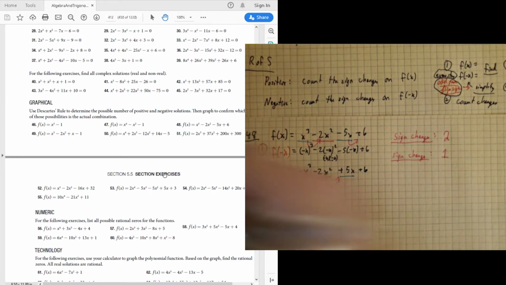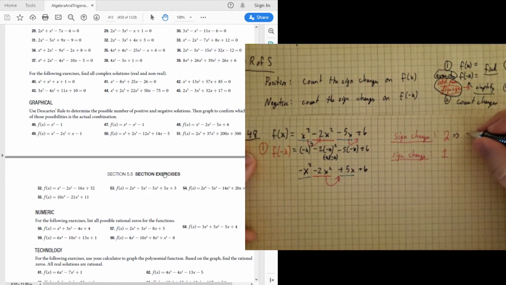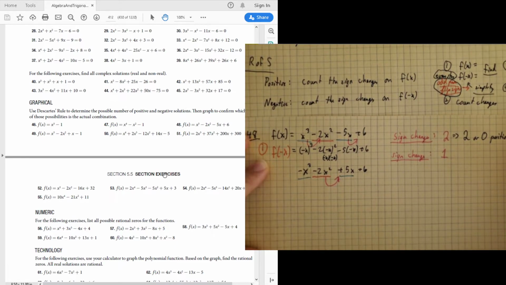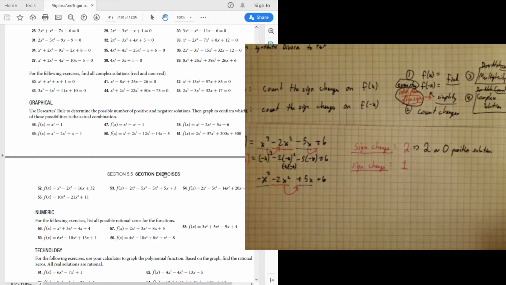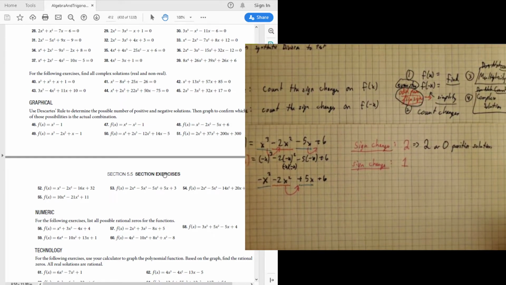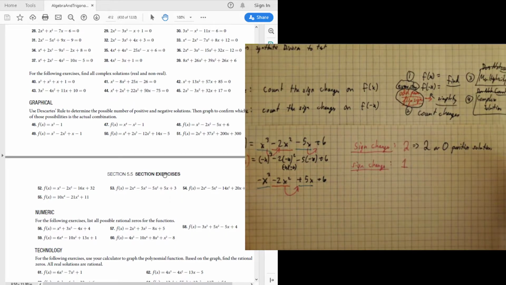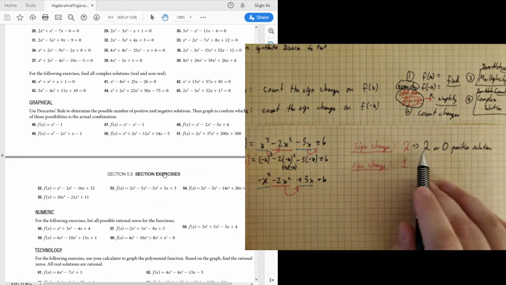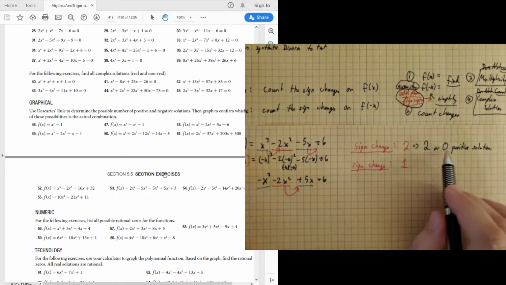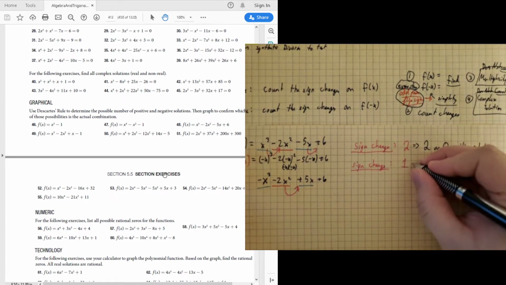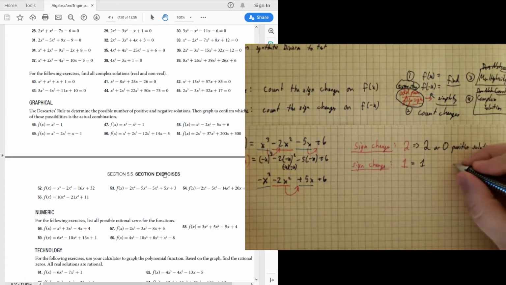So this tells me there are either 2 positive answers, or because of the complex, there could be 0 positive answers. Remember, because complex comes in pairs, we have to account for complex. This is the very last step. You have to account for the complex answers. So it could be 2 positives, or those 2 could both be complex, meaning there could be 0 positives. The 1 just means there's 1 negative.